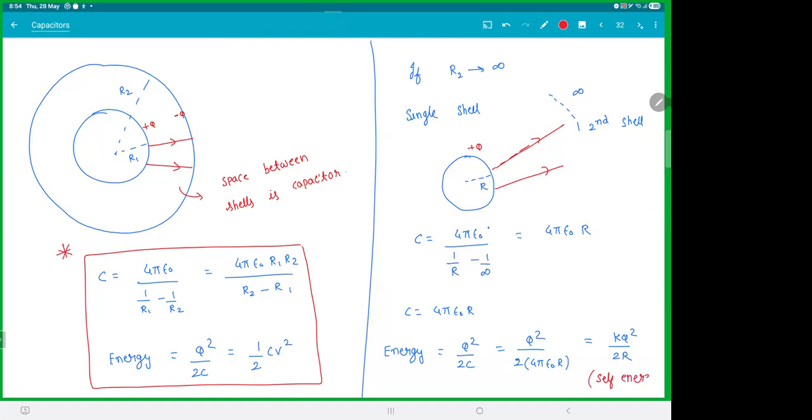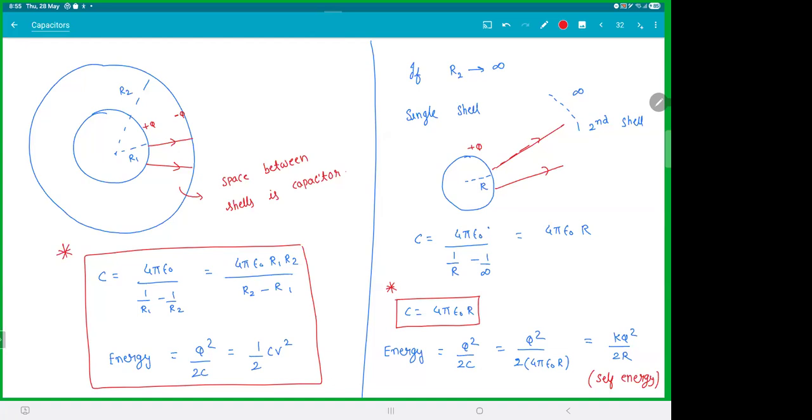You can call it a capacitor. You can call it energy density. You can call it self energy. There are different names, but at the end of the day, they all mean the same thing. It's like if you have a monkey, right? You can call it bandar. You can call it a different name, but at the end of the day, it's still a monkey. So something of that sort. You're just calling it with different names.